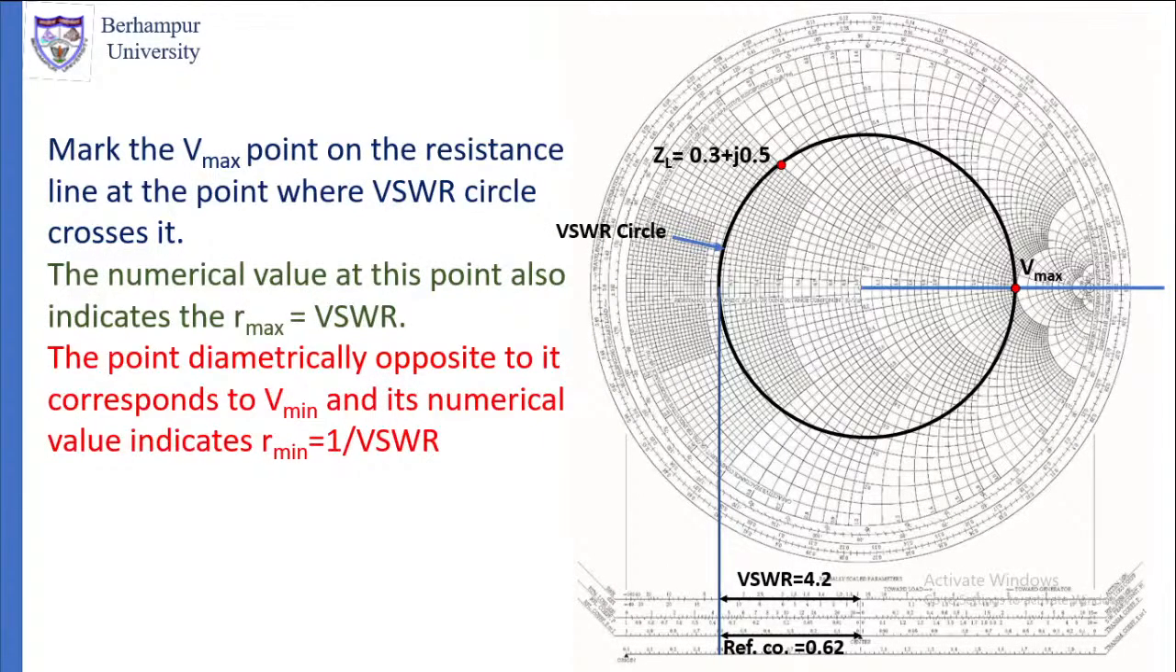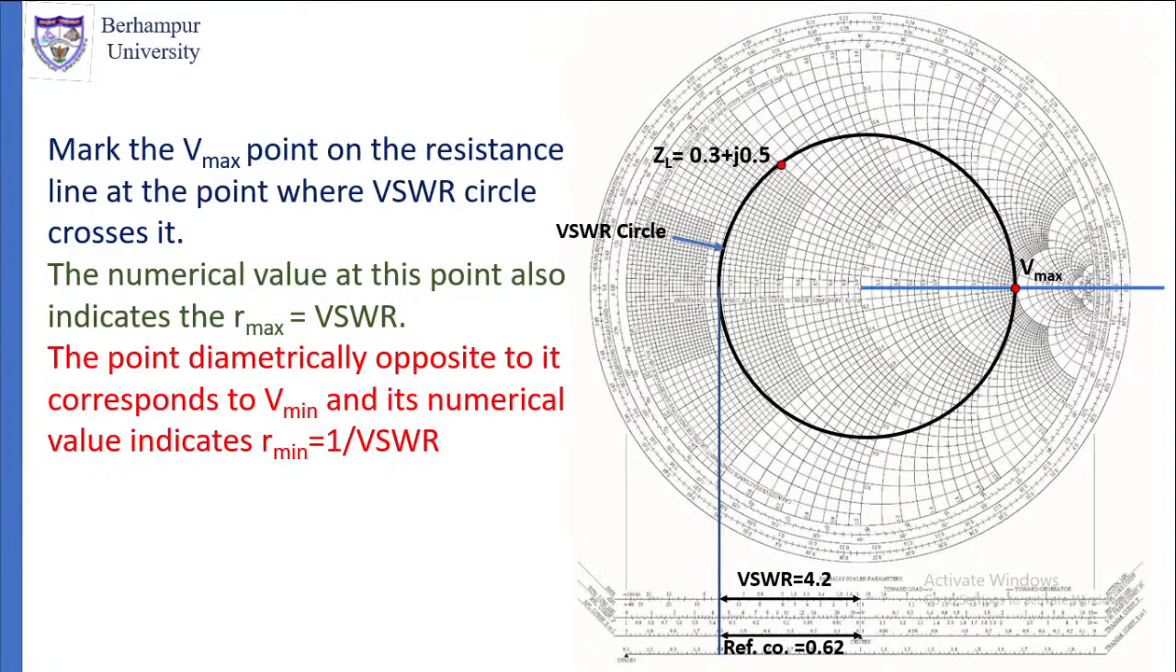Now that you have read the VSWR and reflection coefficient values, mark the Vmax point on the resistance line at the point where the VSWR circle crosses it on the right hand side of the Smith chart. So mark that as Vmax. The numerical value at this point is also indicative of the VSWR that I have told you. The point diametrically opposite to it is the Vmin point, and it numerically indicates the value Rmin, which is 1 by VSWR. So the left side gives you 1 by VSWR, the right side gives you VSWR. The right side gives you the Vmax point, the left side gives you the Vmin point.